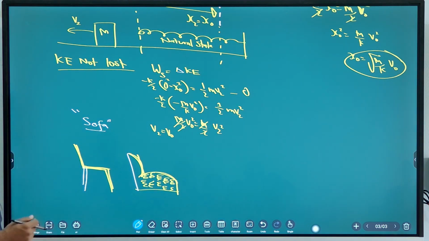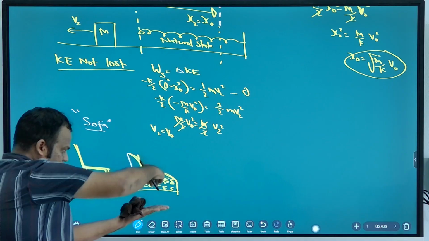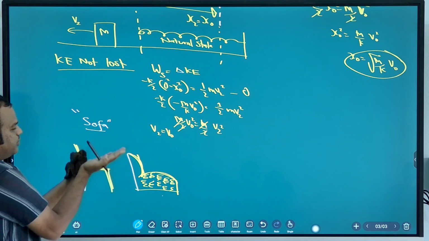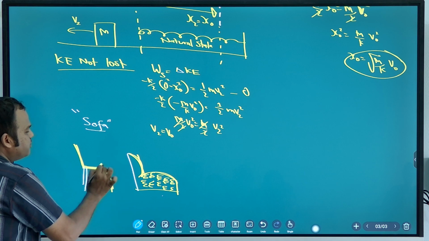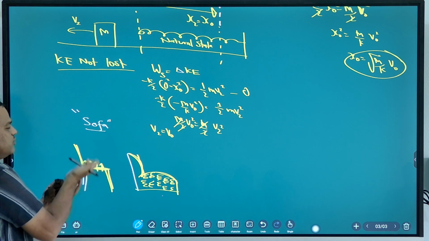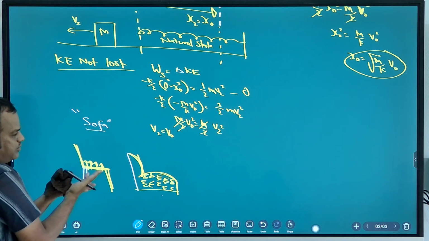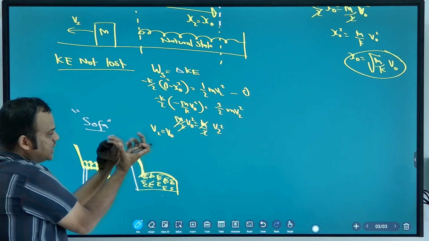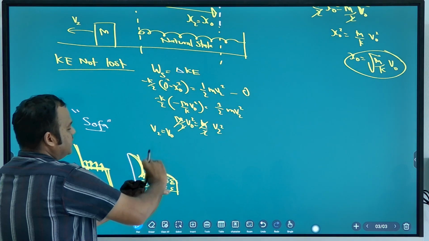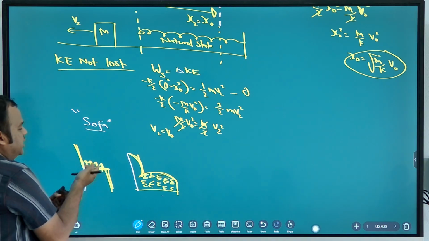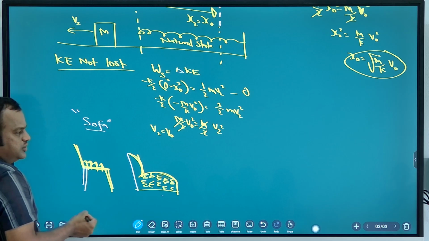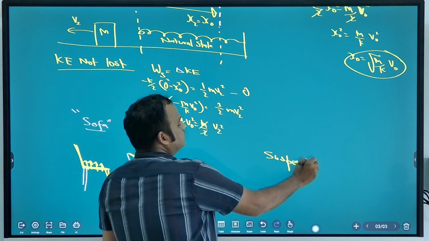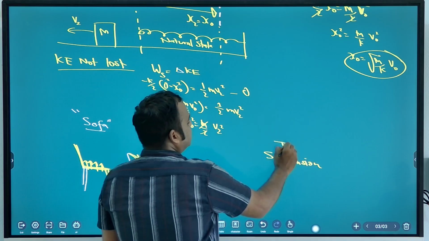Why does a sofa have springs? Because if someone sits over it, the spring will compress, so you feel more relaxed, more comfortable. A solid surface is always pushing you up, so you are not feeling comfortable. But in a sofa the springs are compressed, so they are taking your weight, continuously exerting normal force. Okay, clear? So springs are used in suspension also, truck suspension, car suspension.